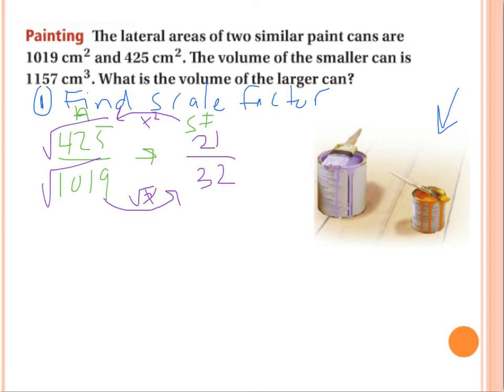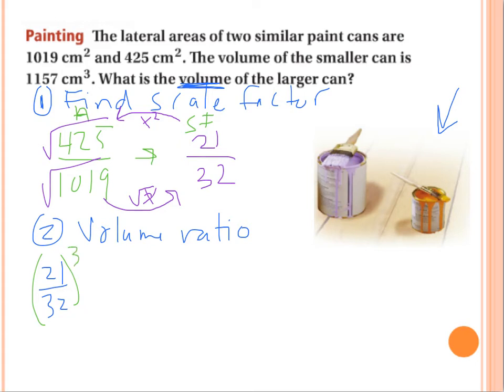Second thing, since I'm dealing with volume, I want to now find the volume ratio. So my volume ratio is going to be 21/32, this whole thing cubed. So again, volume is always going to be cubed. That means I'm going to take the cube of the top and of the bottom. So this right here would be my volume ratio. It's a large number because my scale factor is a large number.